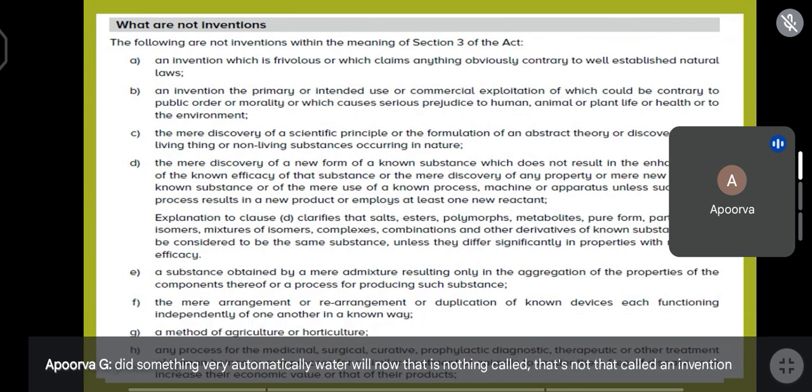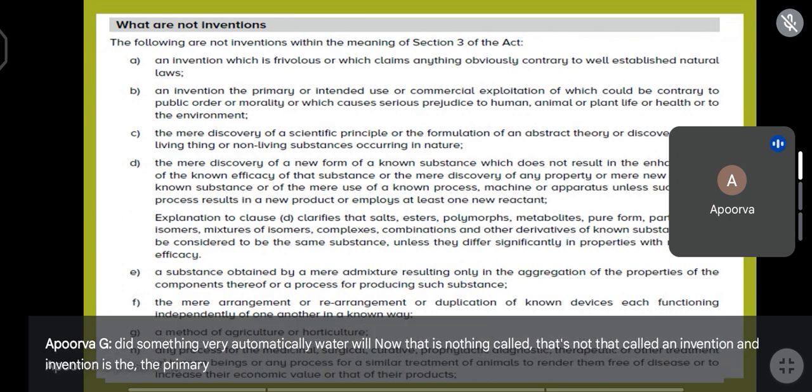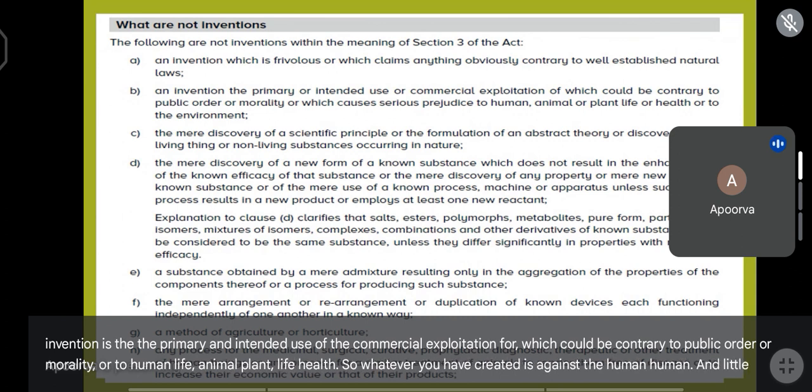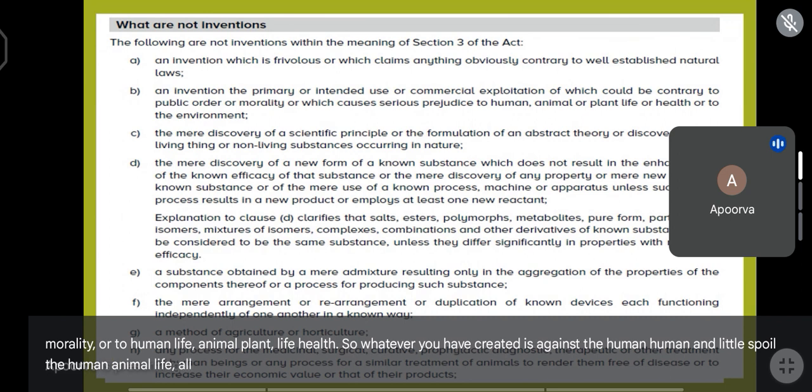An invention whose primary or intended use or commercial exploitation could be contrary to public order or morality, or to human, animal or plant life or health. So whatever you have created is against human or animal life. It will spoil human and animal life. All those types cannot be called inventions.